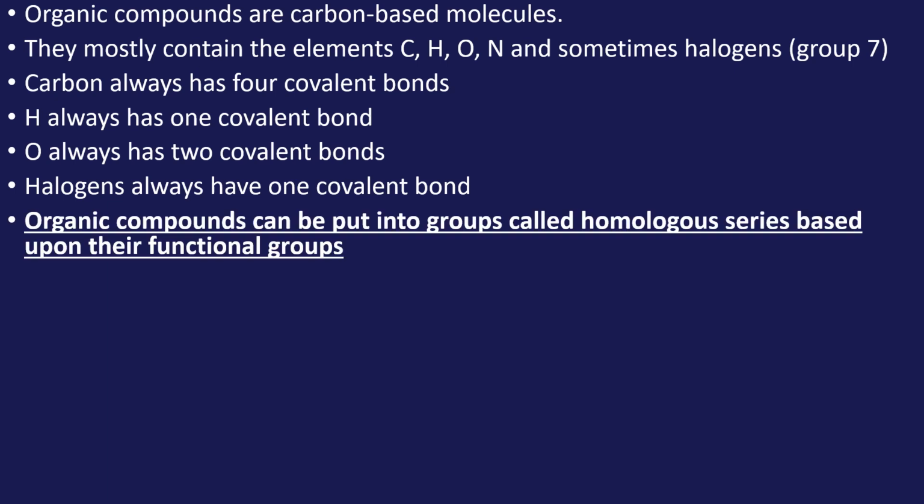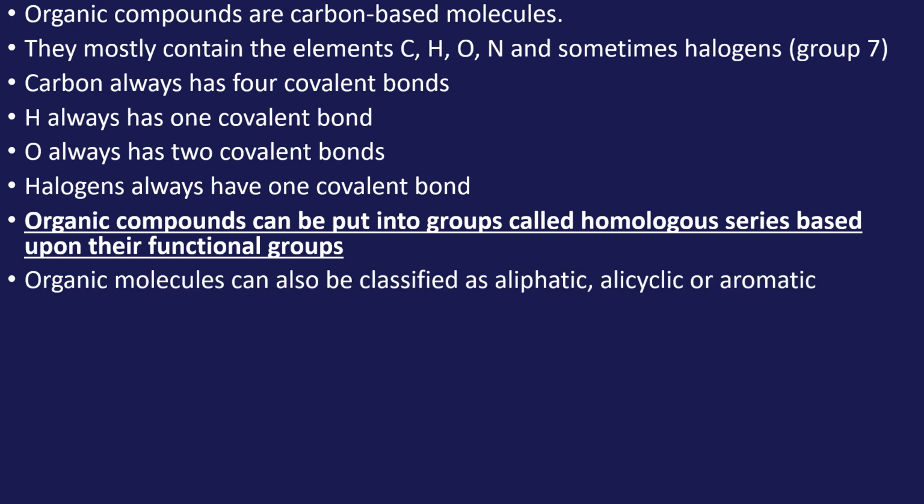Now I've underlined this one because I am going to cover this topic here. So we're going to look at organic molecules being called homologous series. We're going to look at what a homologous series is, but it basically means that they have different functional groups. They can be put into different groups based upon characteristics in that molecule.